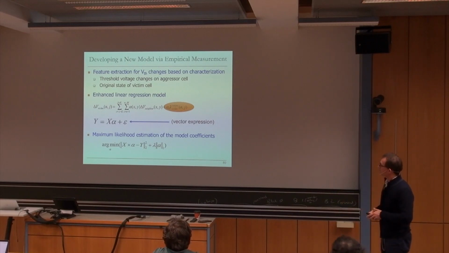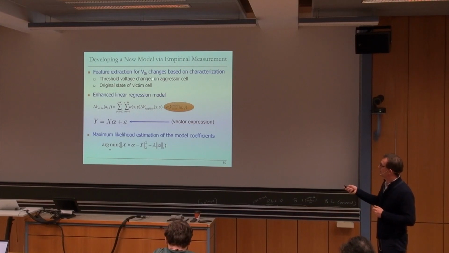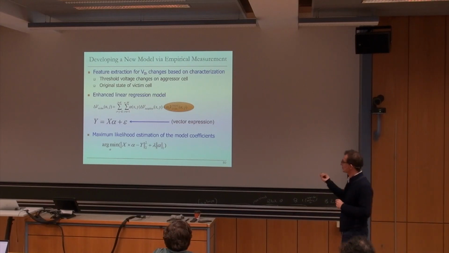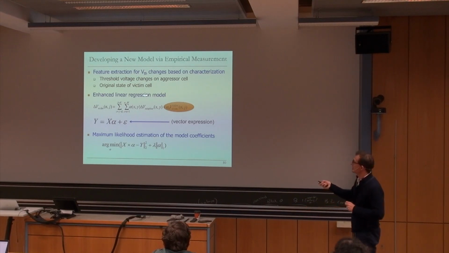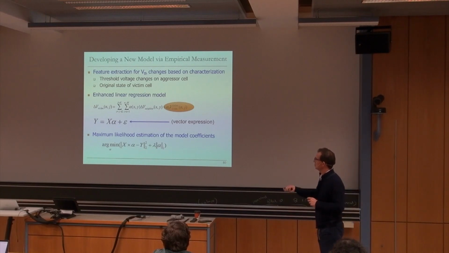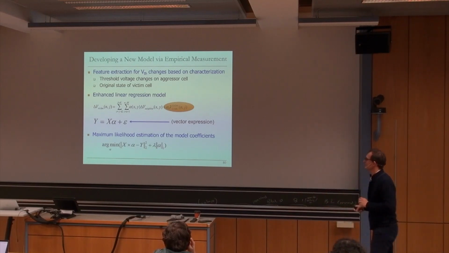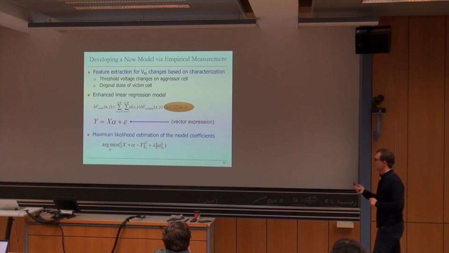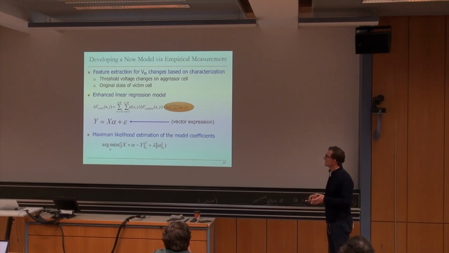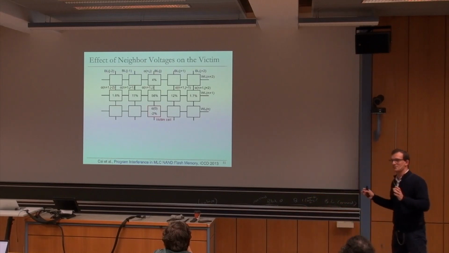So what we do is feature extraction for threshold voltage changes based on characterization. That's the threshold voltage changes on the aggressor cells and the original state of the victim cell. We have a linear regression model, and you can read the paper for more details. Basically, we use maximum likelihood estimation of the model coefficients to figure this out. Then you come up with coefficients, and then it becomes interesting.